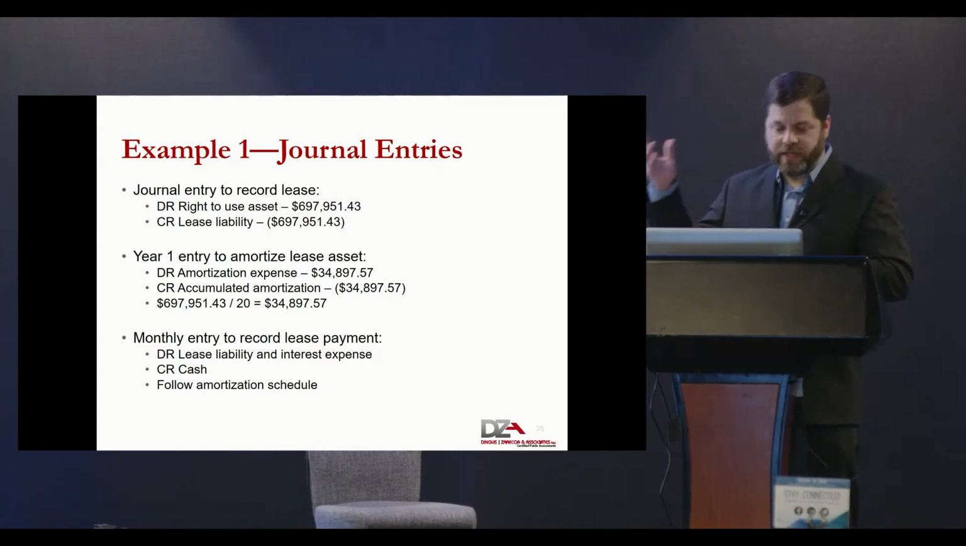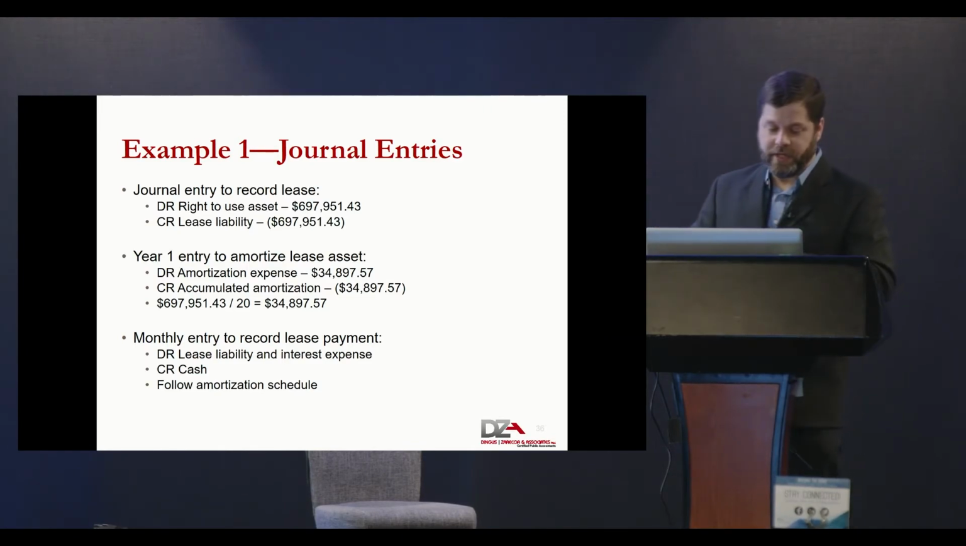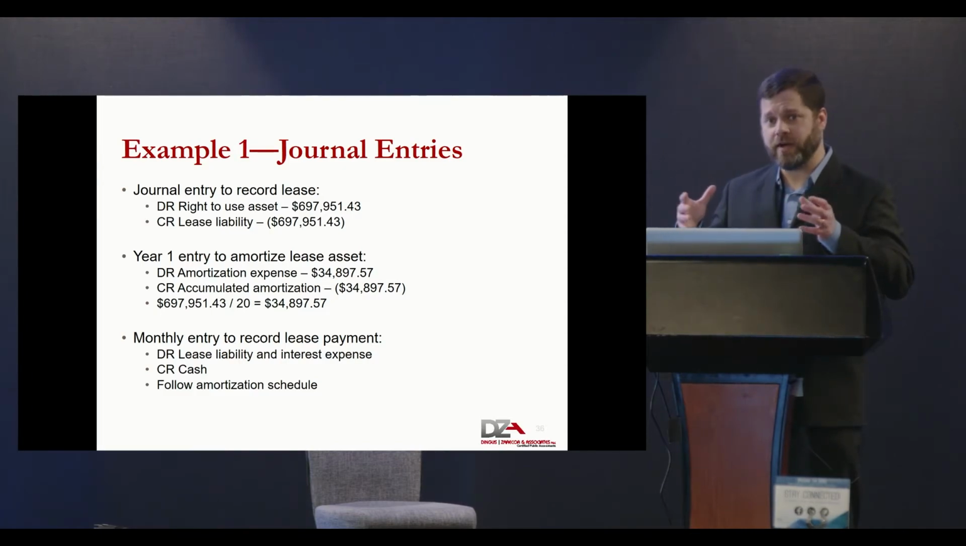And then at the end of the year, as you amortize the asset, you're generally going to do this straight line. So you just take that total amount divided by the total term of 20 years, and that's going to be the asset amortization each year. So that would be the $34,897.